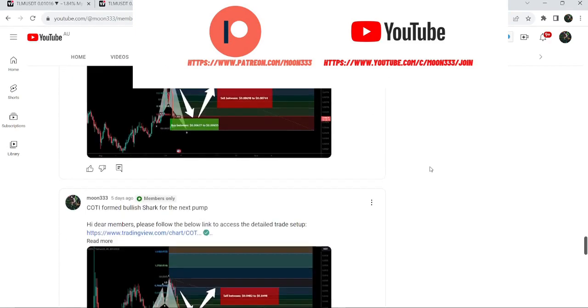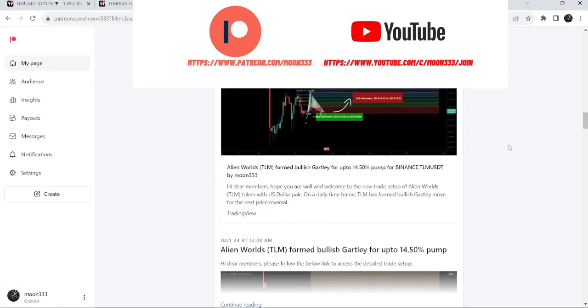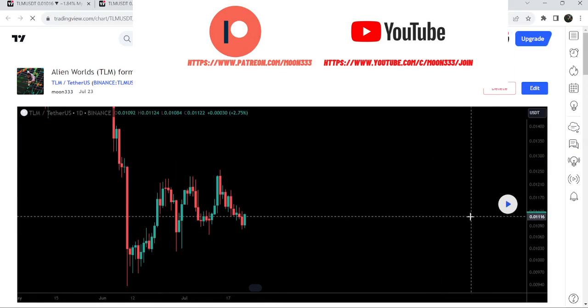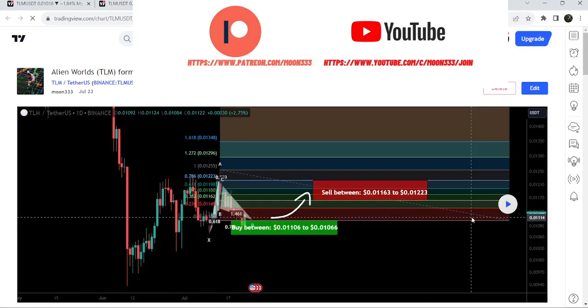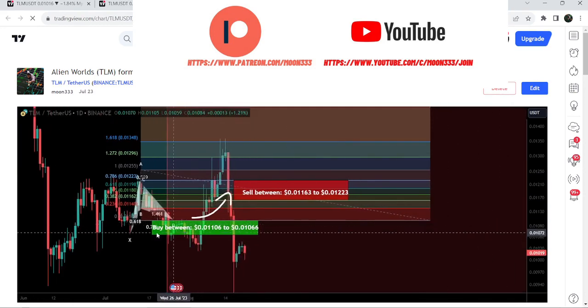So let's start the analysis. First of all, let me begin with my most recent trade signal for TLM that I shared, by the way, on 24th of July 2023 with my members. And that was a harmonic bullish reversal Gartley pattern that TLM formed with US dollar pair on a daily time frame chart. After playing this chart, you can see that the price line has started a very nice reversal from this buying zone. And this was, by the way, more than 28% pump on this daily time frame chart.